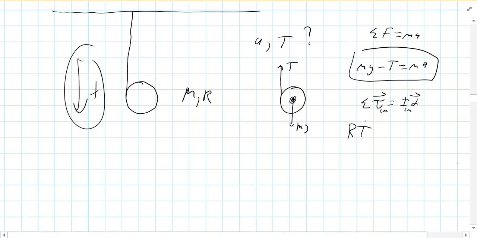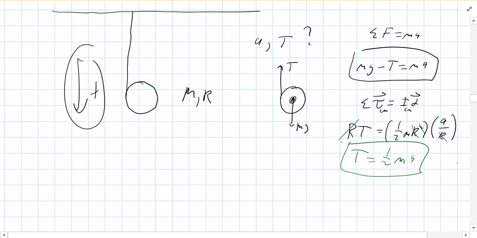So we have R times T equals I, which for a disk about its center is 1/2 mr squared, times alpha. And then alpha is equal to a over R. And surprise, surprise, the R's all drop out. It doesn't matter what the radius of this thing is, it's going to have the same acceleration. I get an expression for tension. Tension equals 1/2 ma.